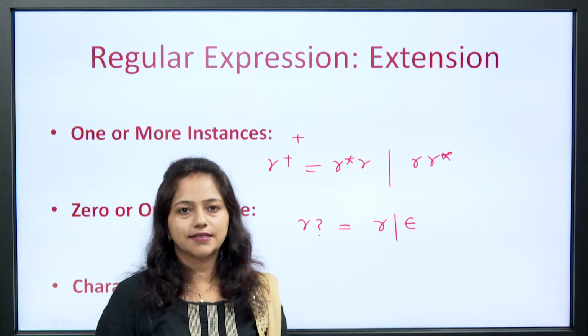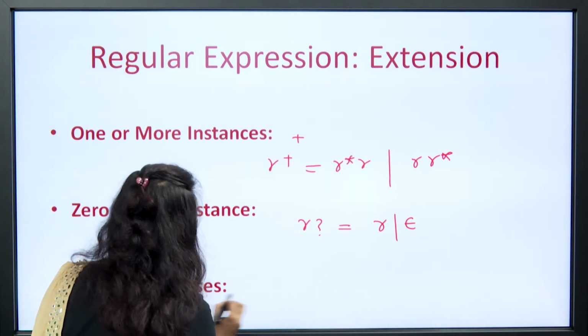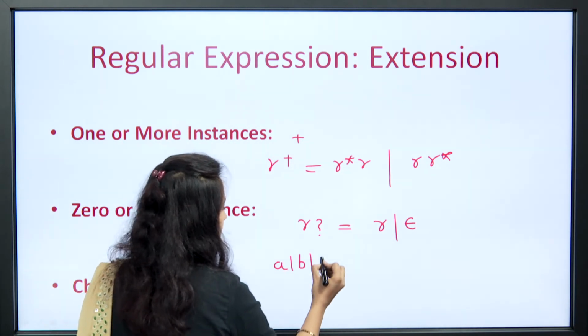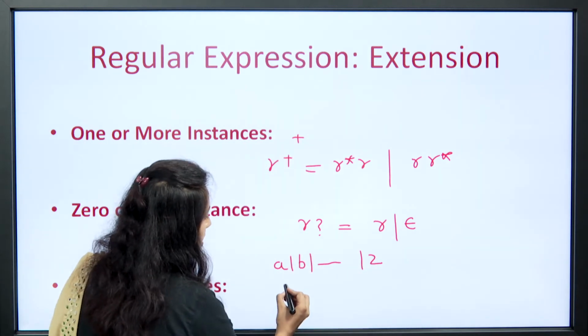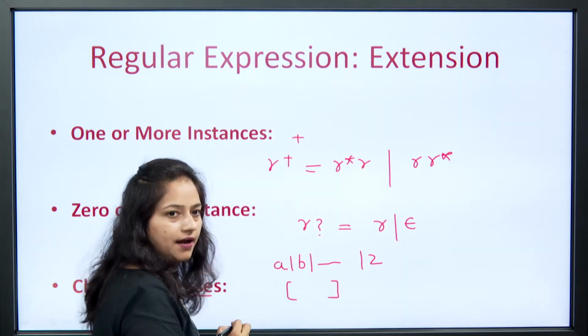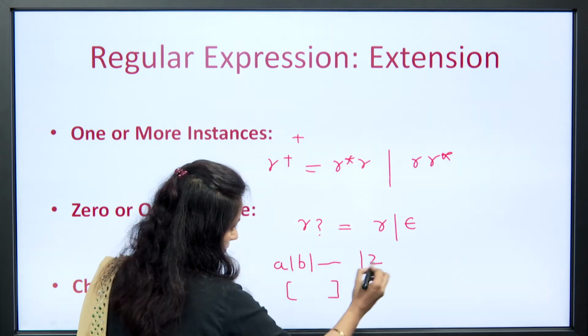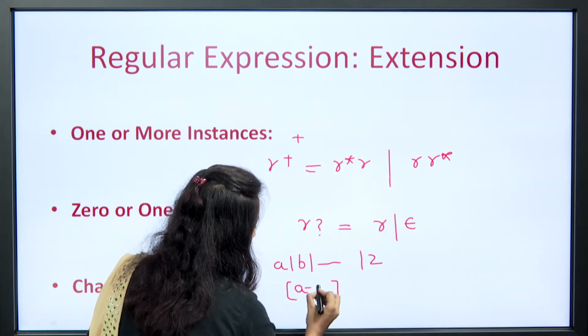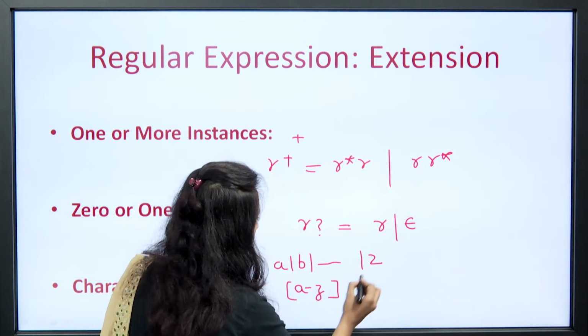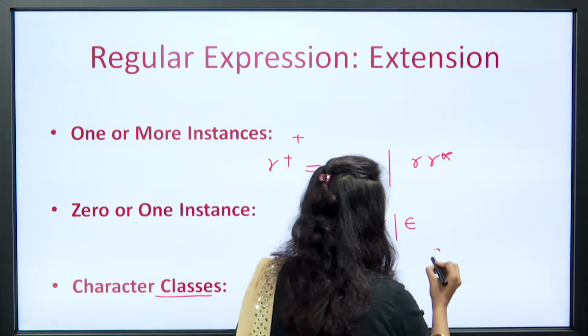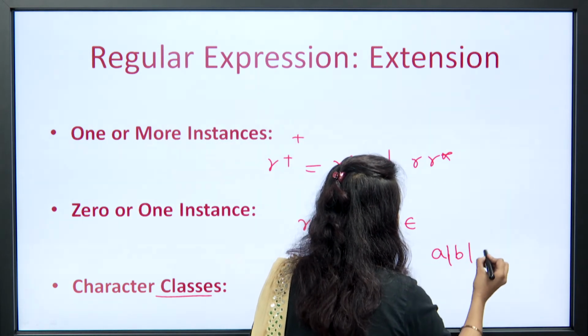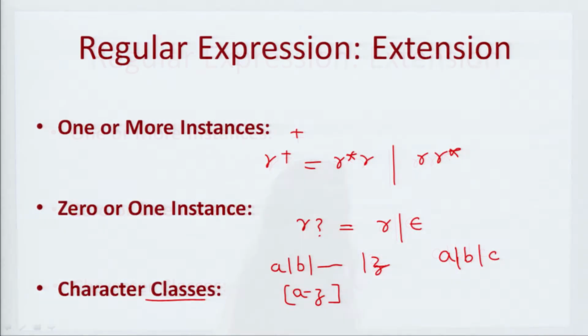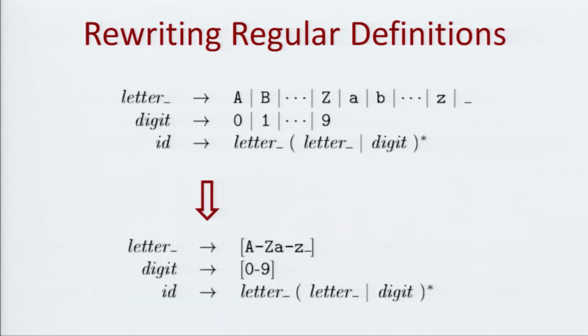Another is character classes. In character classes, suppose we have a regular expression like A, B up to Z. In character classes it will be written in square brackets. If this is an ordered sequence, then here we can write A dash Z. Now, suppose we have a regular expression like A, B and C, some finite or random symbols. It can be written in square brackets as A B C without commas. This is how we write the character classes.